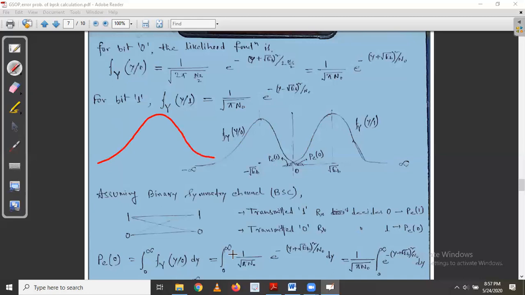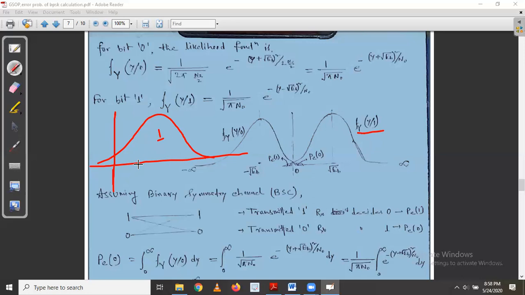This is a curve, this is a line. This curve is for bit 1, that means for this line, this vertical line is the threshold line. If the probability density function value is more than the threshold value, then the receiver will think that 1 was transmitted, and it is correct.